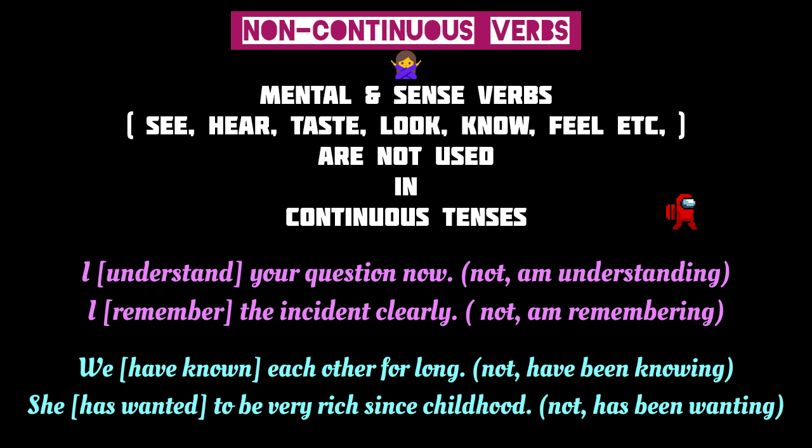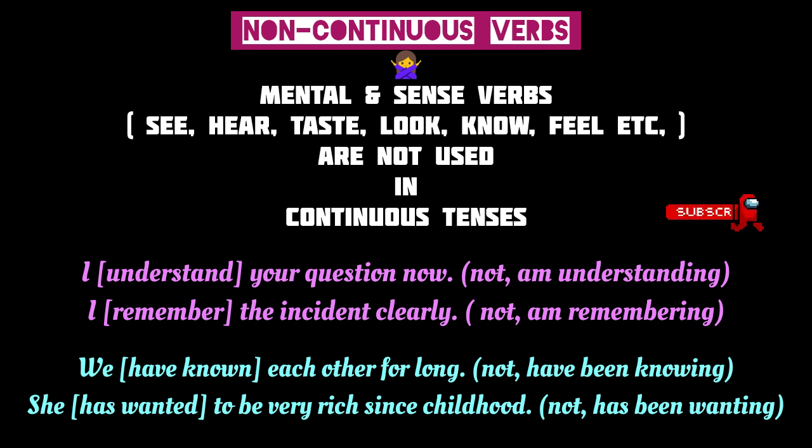Likewise, don't use sense verbs in the present perfect continuous either. Instead, we might use present perfect tense for sense verbs. For example, we have known each other for long is grammatically correct. Please don't use the present perfect continuous tense here. We have been knowing each other is grammatically incorrect.